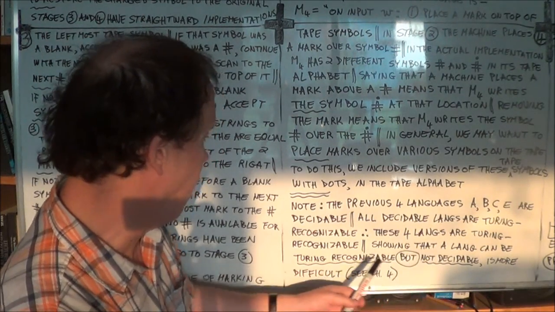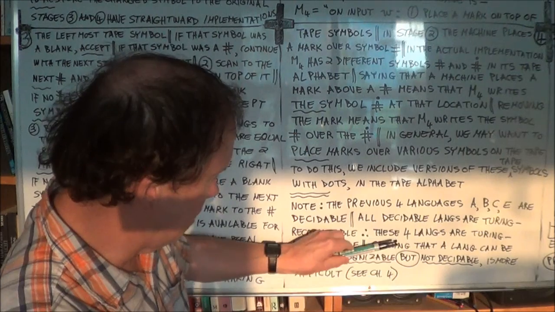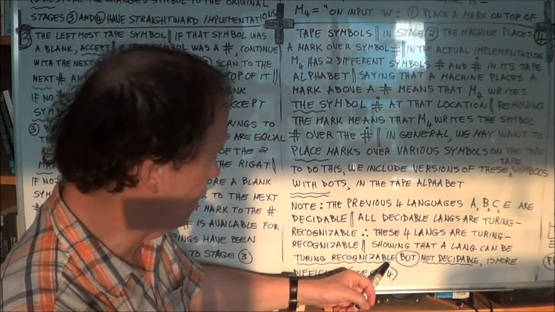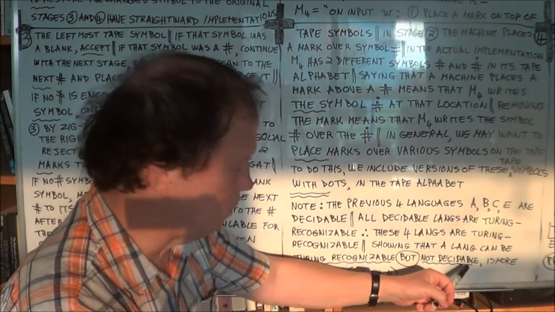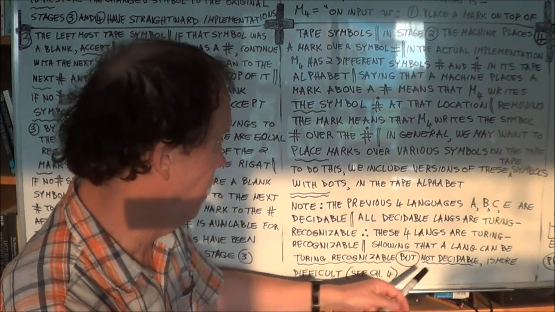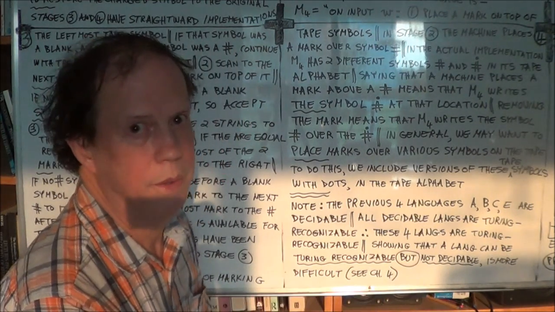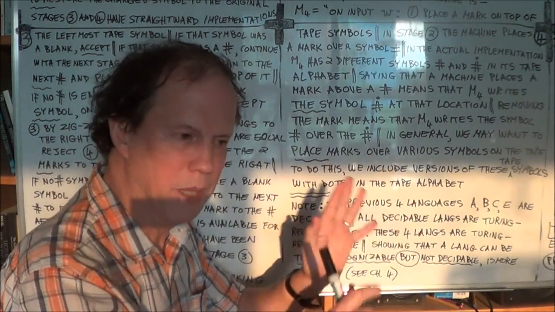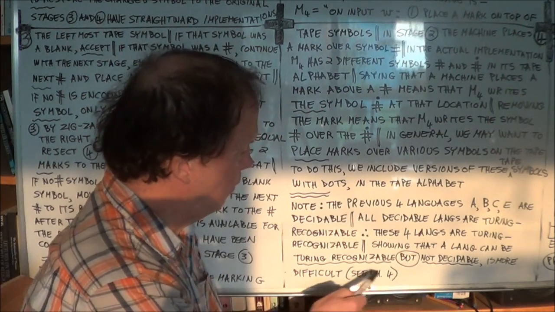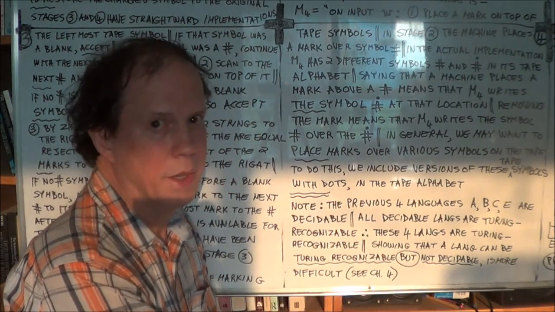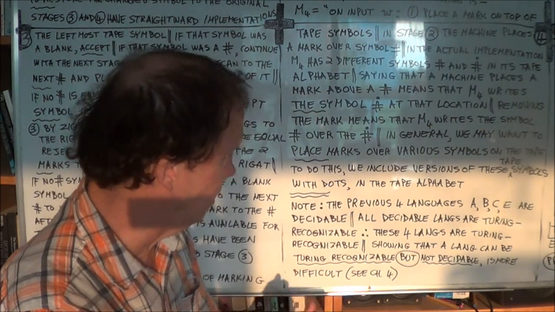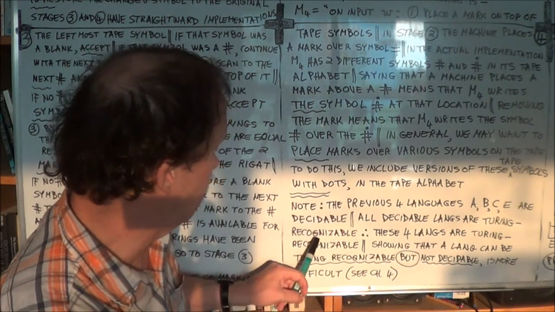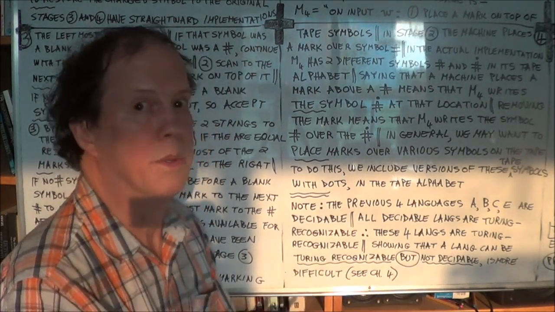But anyway, there is a difference, because showing that a language can be Turing recognizable but not decidable, so obviously there's a distinction between the two, is more difficult. See chapter 4. So this question mark that's hanging over me, and I dare say you as well, hopefully will be clarified after studying chapter 4. Because right now I'm still fuzzy, not clear, about the difference between Turing recognizable and decidable.